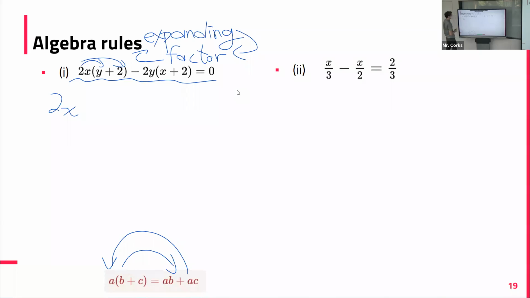So expand and factor. All right, 2xy plus 4x, and then here minus 2yx minus 4y. And hopefully we all recognize or remember that 2xy and yx are the same thing. We just changed the order of multiplication. That's not a big deal.